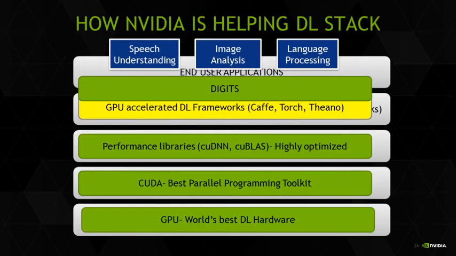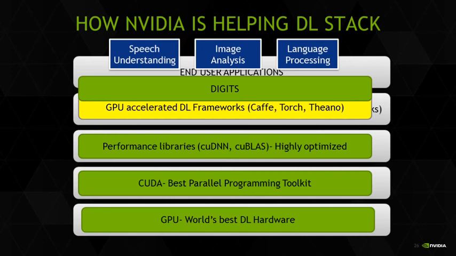NVIDIA contributes to this stack in all of the areas shown in green here. Obviously, the GPU hardware we've described is the world's best hardware for training deep neural networks. On top of that, we have CUDA, which is the general purpose parallel programming toolkit for GPUs. And NVIDIA develops libraries, cuDNN, CUDA Deep Neural Networks, and cuBLAS, the CUDA linear algebra library, which are highly optimized for, in these cases, deep neural network operations and linear algebra operations on GPUs. And finally, at the top, there's a tool called DIGITS, which I'll talk about more later.